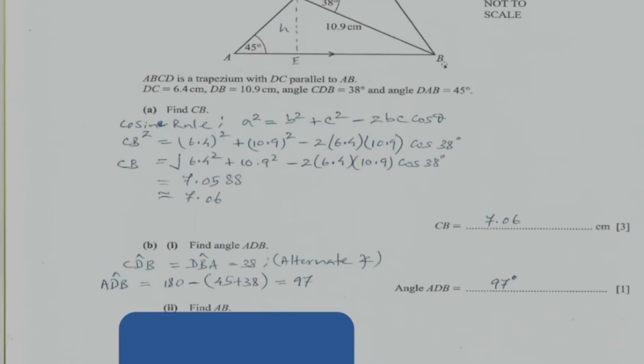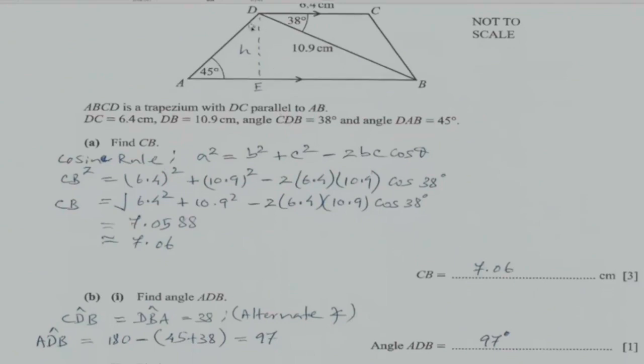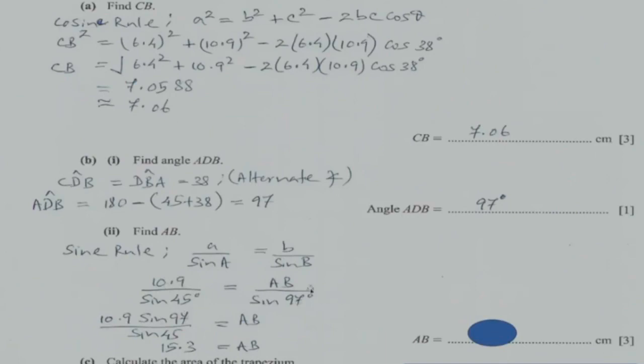We have to find the value of AB. We know this value and this angle. This angle also we know now. So we can use the sine rule for this triangle. AB over sine 97 equals 10.9 over sine 45. We can find the value AB as 15.3 from the calculator.